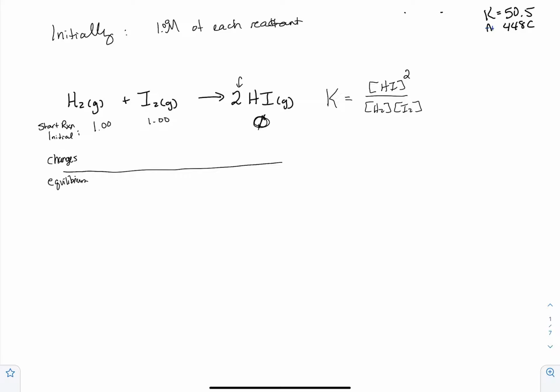Now here's the key step. Because your reactants here are making products, they both are being used together to make products, right? You're losing them. So these are always minuses. And because you're making products, you're always gaining products. So the left side always has to be minus, and the right side always has to be a plus.